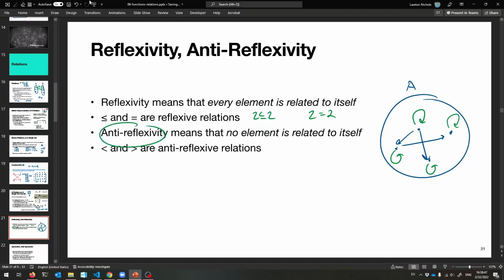Anti-reflexivity is kind of the opposite, and it's also very common. It means that no element is related to itself. So your strict less than and greater than operators are prime examples of anti-reflexive relations, because it's never true that 2 is strictly less than 2. Not true, right? 4 is never greater than 4, not strictly. Less than or equal to is a reflexive relation, because it has that equal to part. That means that things can be related to themselves. Okay, so that's reflexivity. Hopefully that makes a lot more sense now.